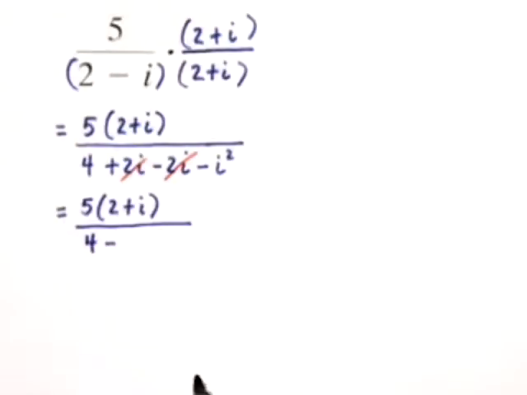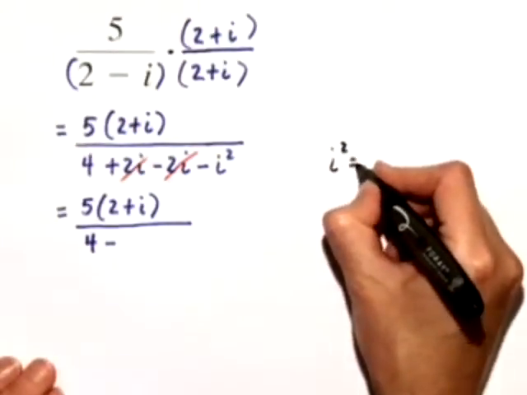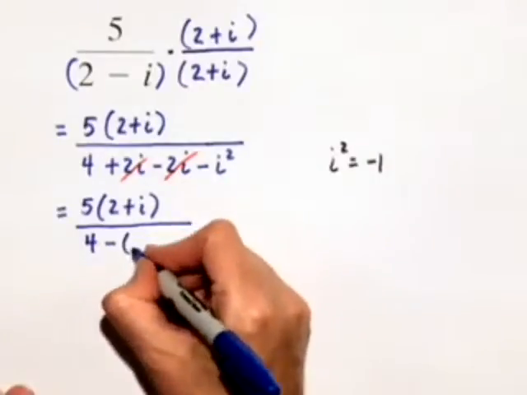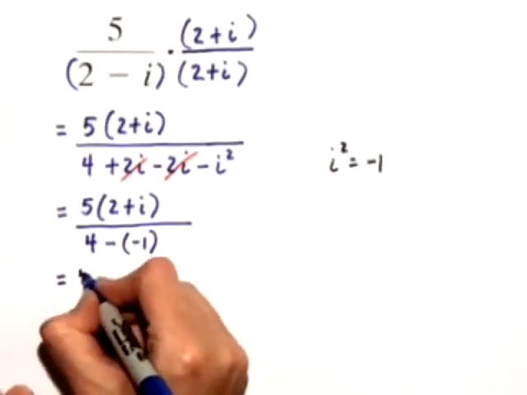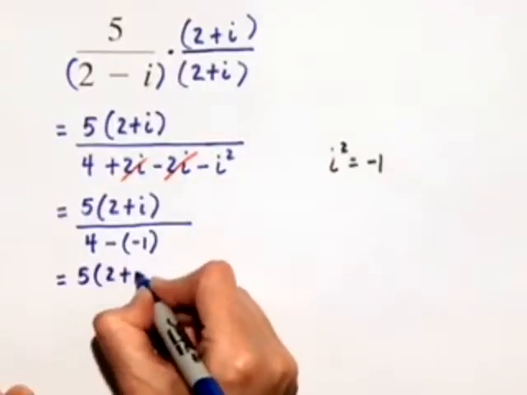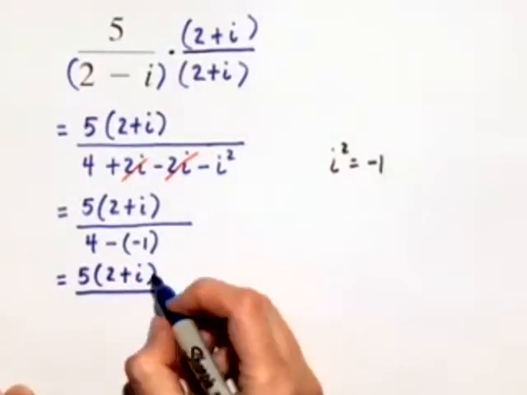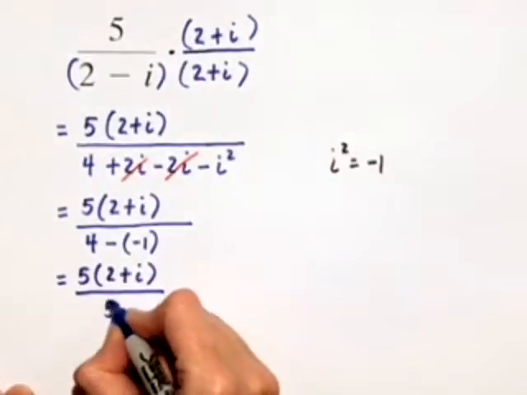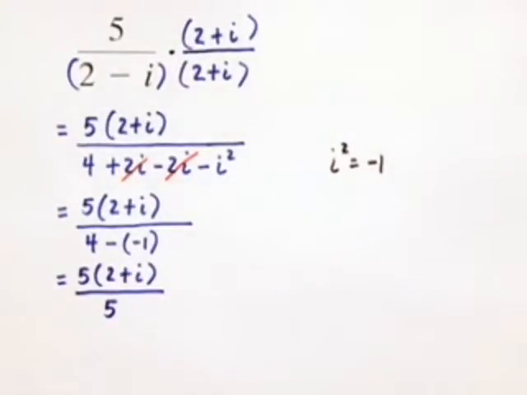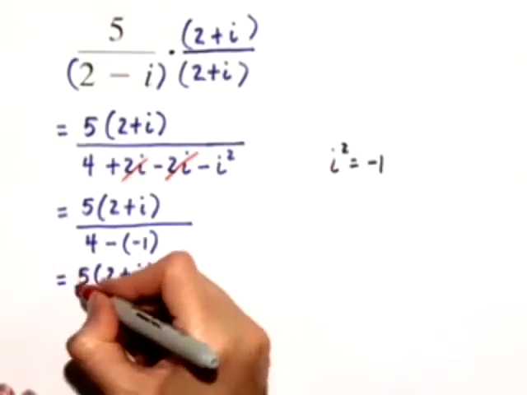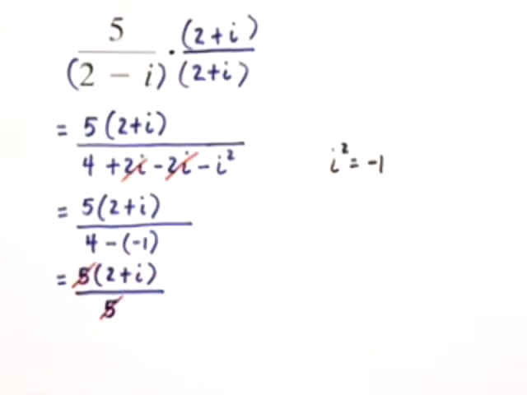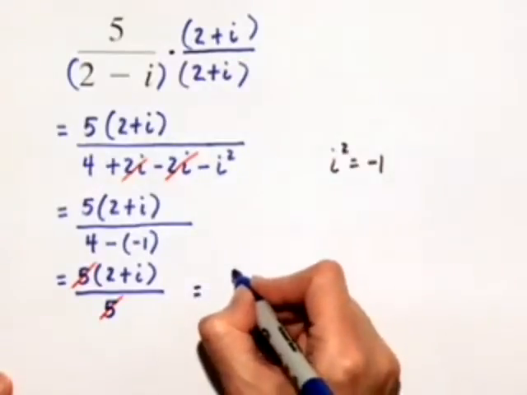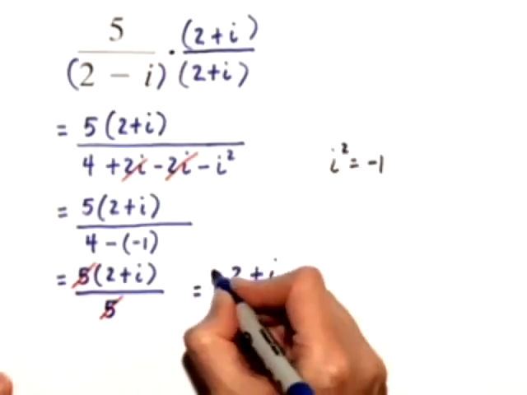Remember what i squared is. i squared is equal to negative 1. So we're going to substitute negative 1 for i squared. So we have 5 times the quantity 2 plus i over 4 minus negative 1, which really becomes 4 plus 1, or 5. And it was nice that I kept the numerator factored, because now we can divide out these like factors of 5, and we can write the final answer in standard form as 2 plus i.